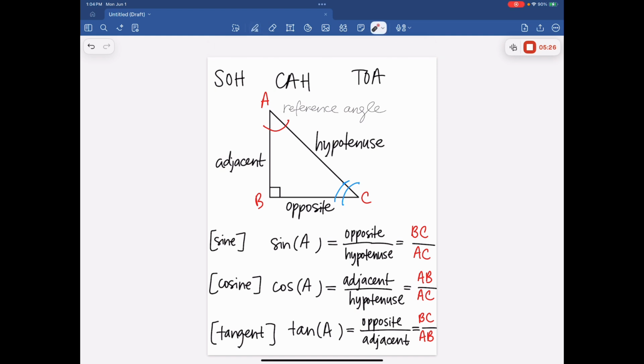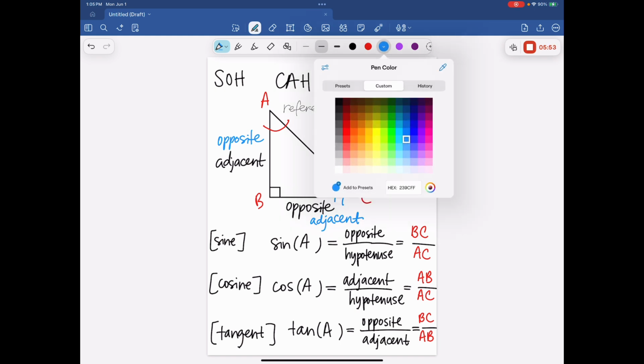A bit of homework before we get into our next video. What if we let C be our reference angle in this case? We know that the hypotenuse would stay the same, but then directly across from my new reference angle, this becomes the opposite. The hypotenuse stays the same, and this becomes my adjacent.